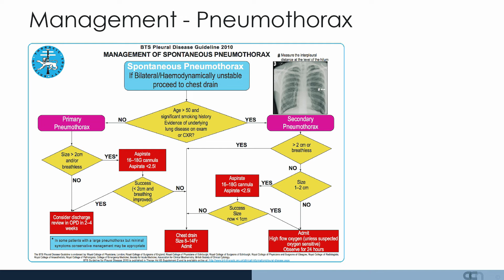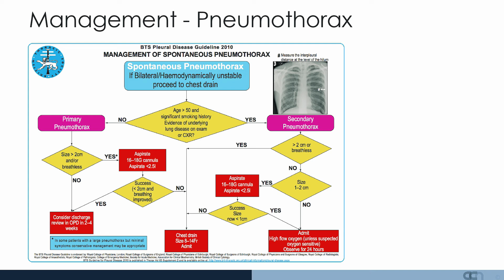So a patient who has a secondary pneumothorax more than 2 centimeters or is breathless should directly undergo chest drain insertion. If, however, the secondary pneumothorax is less than 2 centimeters, i.e. 1 to 2 centimeters, they should undergo needle aspiration. And if, as a result of the needle aspiration, the size reduces to less than 1 centimeter, they should then be observed from that point onwards. But if the size remains above 1 centimeter, a chest drain should be inserted.